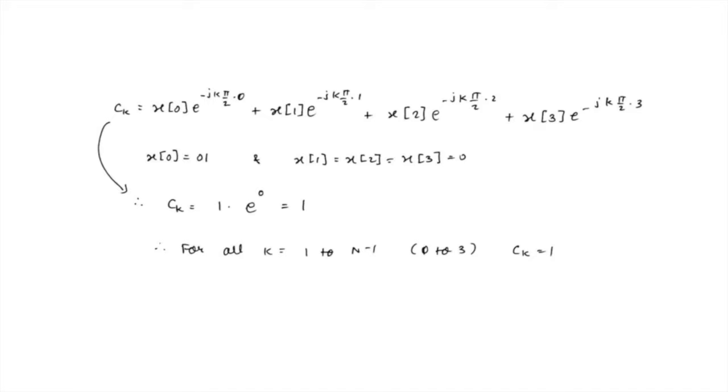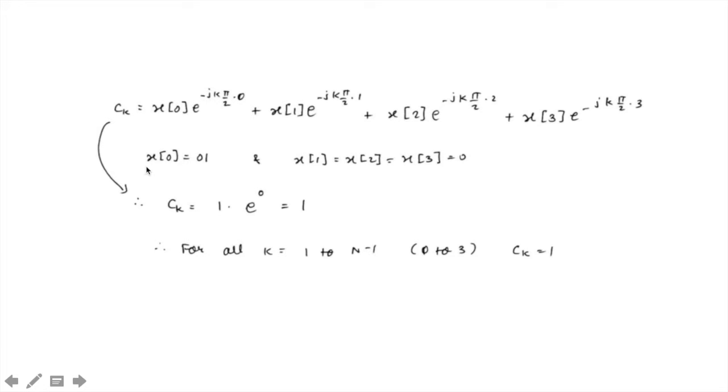The expression for the inner product of x of n and e raised to j k omega 0 n can be found to be ck equals x0 e raised to minus j k pi by 2 into 0 plus x1 e raised to minus j k pi by 2 into 1 plus x2 e raised to minus j k pi by 2 into 2 plus x3 into e raised to minus j k pi by 2 into 3. We can note that we have replaced the values of n in x of n and e raised to minus j k omega 0 n from 0 to 3. That would be one period.